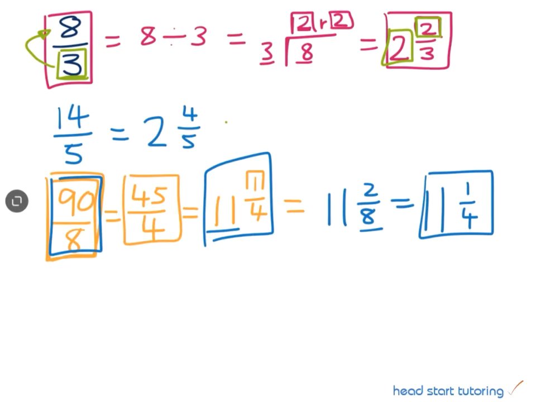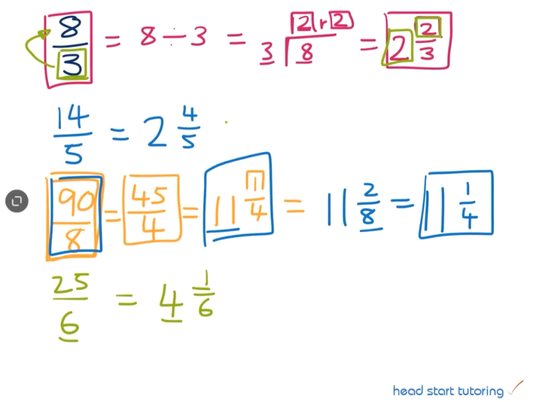Right, let's have a look at 25 over 6. 25 over 6 is 25 divided by 6. So how many times does 6 fit into 25? It fits in 4 times with a remainder of 1 over 6, because 6 times 4 is 24. The difference between 24 and 25 is 1.